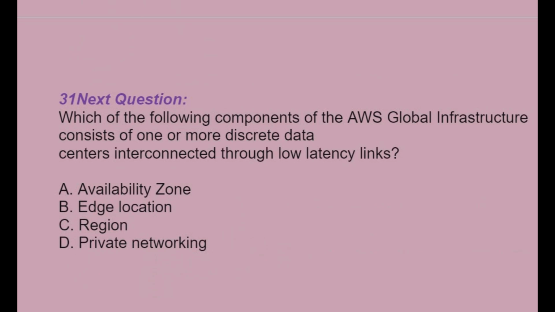Question is, which of the following components of the AWS global infrastructure consist of one or more discrete data centers interconnected through low latency links? Option A, availability zone. Option B, edge location. Option C, region. Option D, private networking. Correct answer is option A.